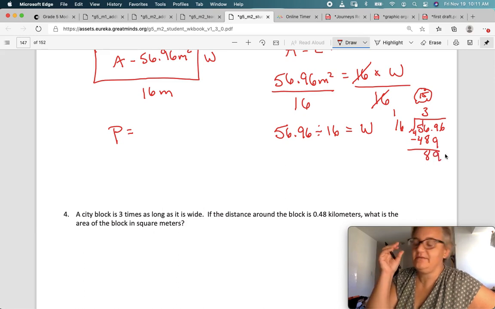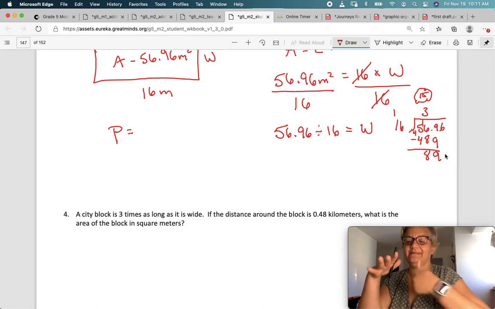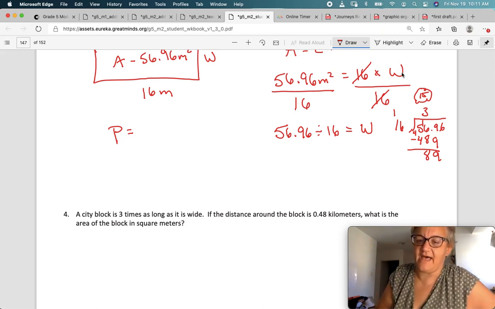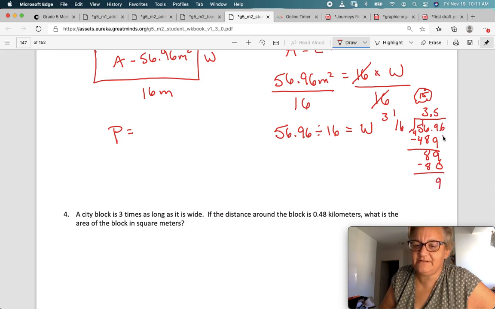Let me count by 15s again. 15, 30, 45, 60, 75, 90. We're definitely not going to get to 90, so let's go 5. 5 times 6 is 30, carry the 3. 5 times 1 is 5, plus 3 is 6, 7, 8. Now I have 9 left over, and bring down the 6.